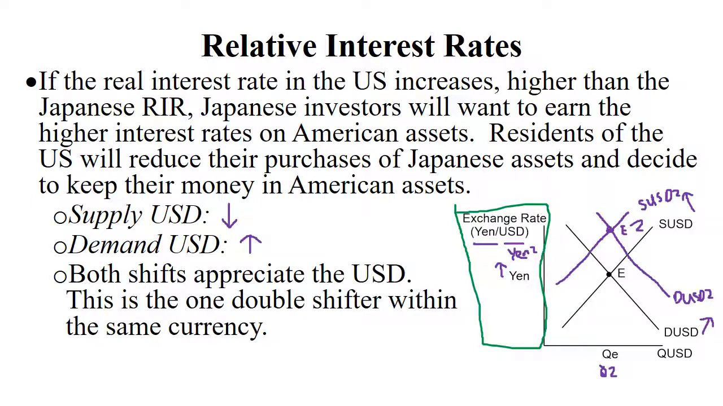So the point of all of this is not only did the fact that the US has higher interest rates lead to the appreciation of the US dollar, but also I want you to see that this is the only double shifter that we have. Usually we shift demand of one currency and supply of a different currency. Relative interest rates shift supply and demand of the country that has the higher real interest rate. Both of them shift. Well, they shift in different directions, but the effect of both shifts is to appreciate the US dollar.